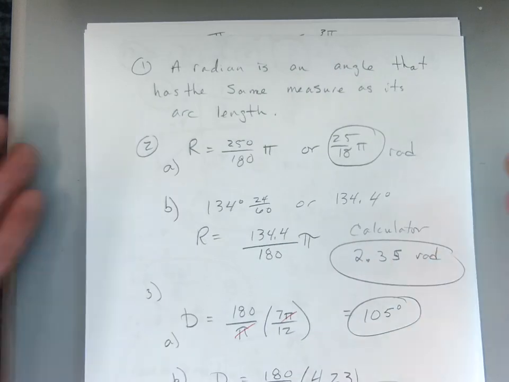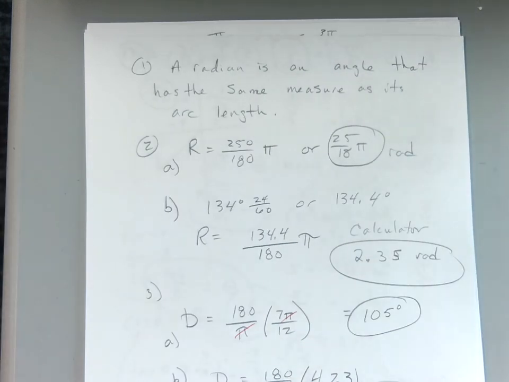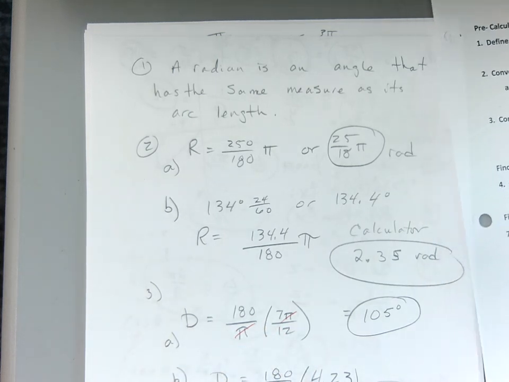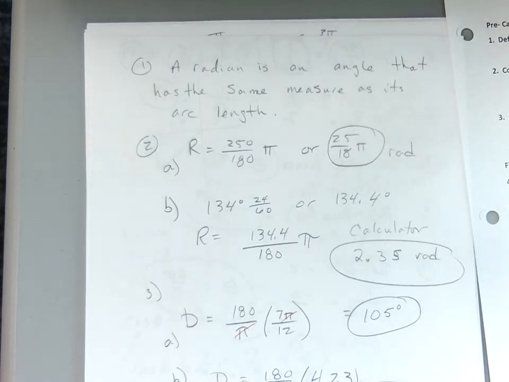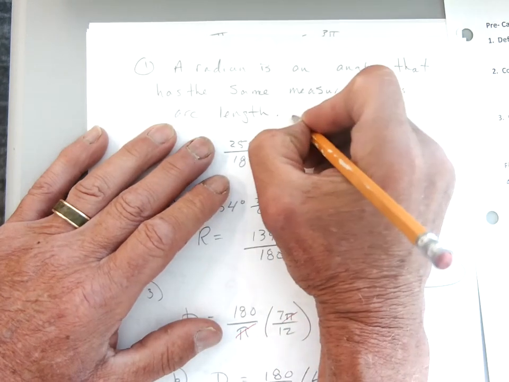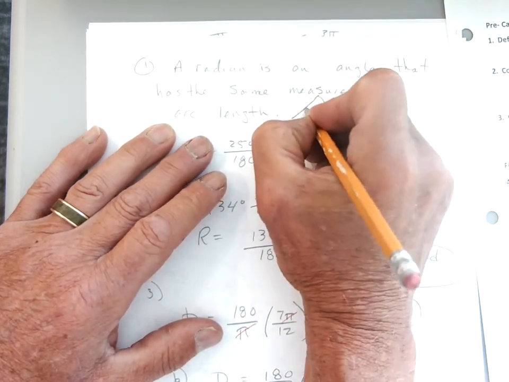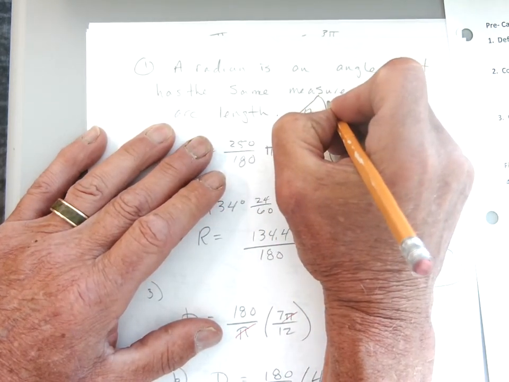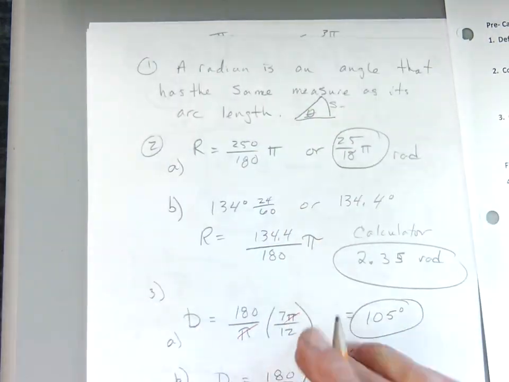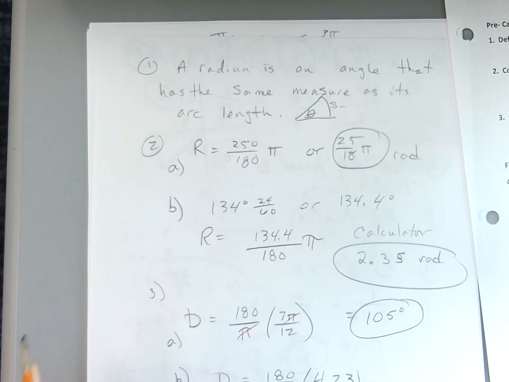Okay, here we go, you guys. I'm going to record this lesson. So question number 1 talks about what a radian is. A radian really is an angle. But the cool part about that particular angle is it equals its arc length. So if I were to draw a picture, this angle here would equal this arc length here. These two things are equal if you have an angle in radians. Degrees don't work like that.